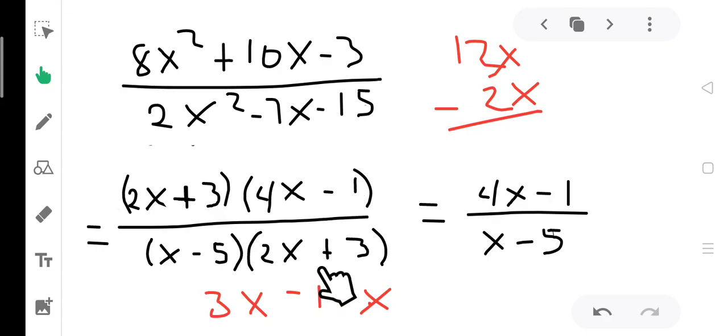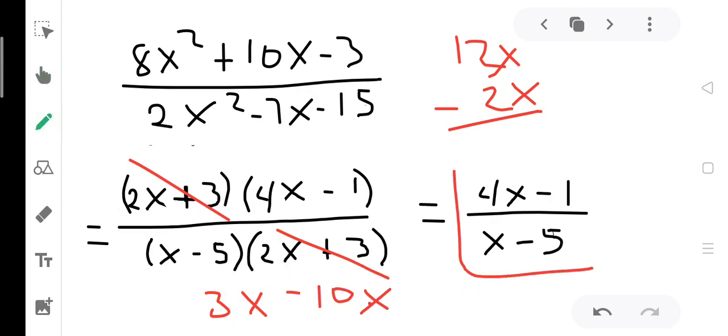Since we are done factoring the numerator and denominator, we are going to check if the numerator and denominator have a common factor. You could see that in the numerator we have a factor of 2x plus 3, and so with the denominator. So we are going to cancel those common factors, 2x plus 3 and 2x plus 3. What remains is 4x minus 1 all over x minus 1. So this is the final answer.